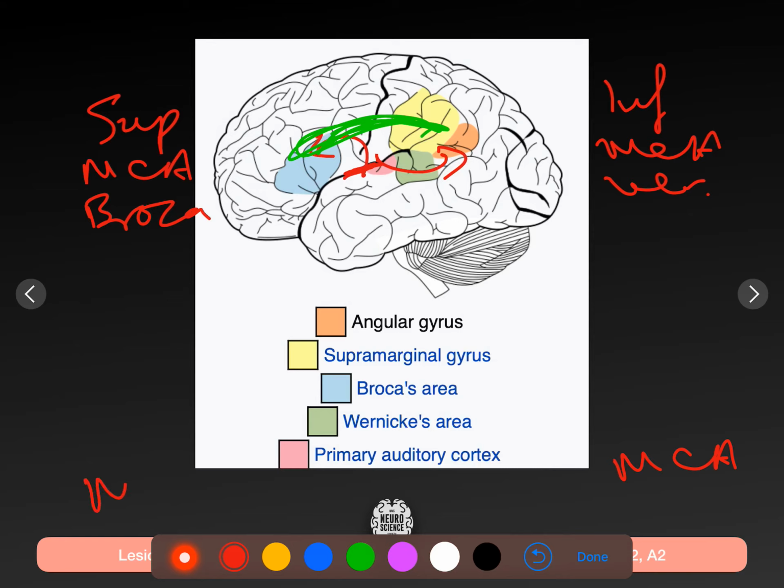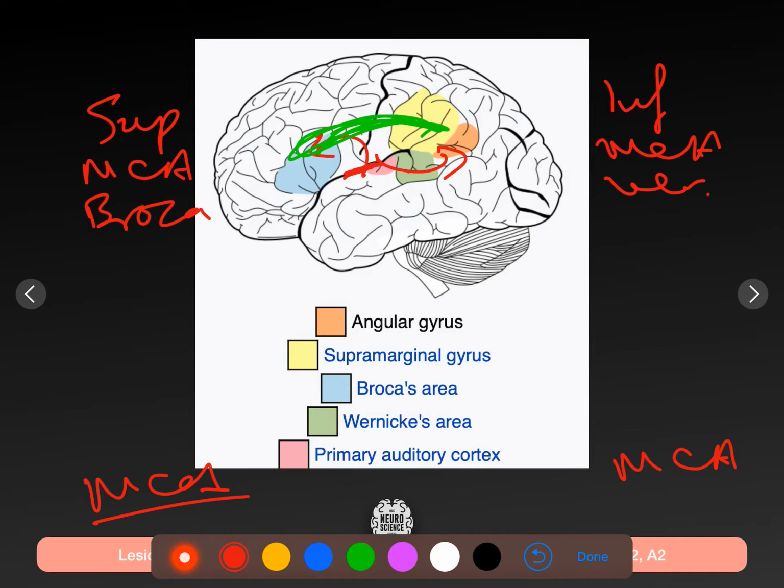So MCA lesions, MCA infarcts and things, proximal to the fissure where the superior and inferior divide happens, proximal to that will affect the arcuate fasciculus and receptive and expressive areas, causing those named aphasias. But if you have a distal infarct to the superior MCA, then Broca's will be degraded, the arcuate fasciculus will not, and Wernicke's will not.